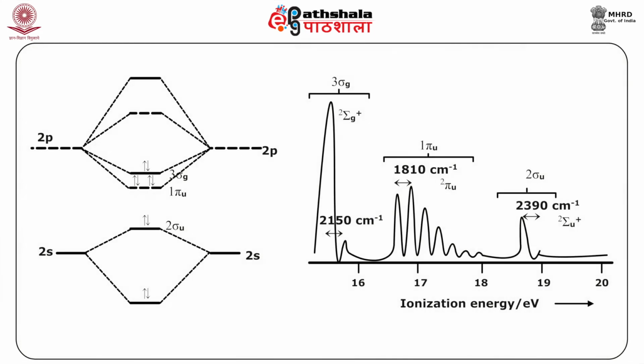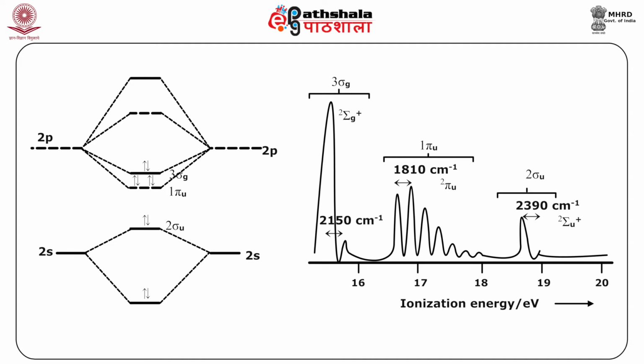Now, if we refer to the figure, the electron configuration of molecular nitrogen is 1σg², 1σu², 2σg², 2σu², and then you have 1πu⁴ and 3σg². The ground state is closed shell because all the orbitals are occupied. So, it is a ¹Σg⁺ state. The 3σg electron, because it is the outermost electron, is the easiest to ionize. The next higher ionization potential is for the 1πu electrons because they are the next easiest to remove, and this is followed by 2σu.